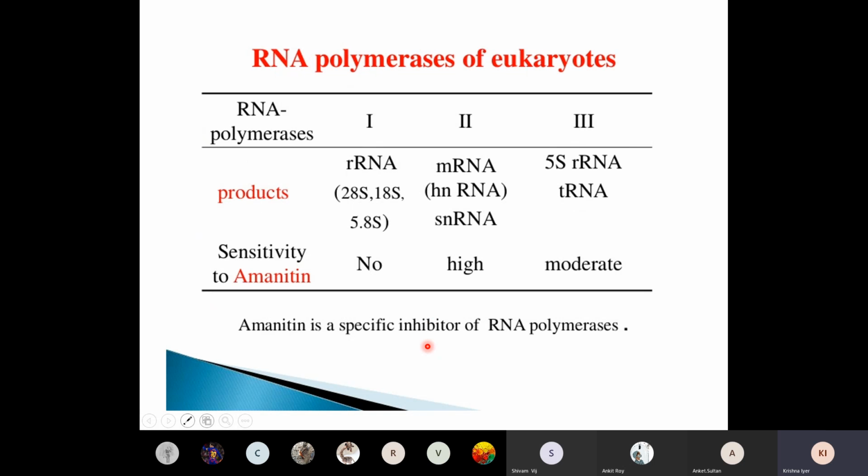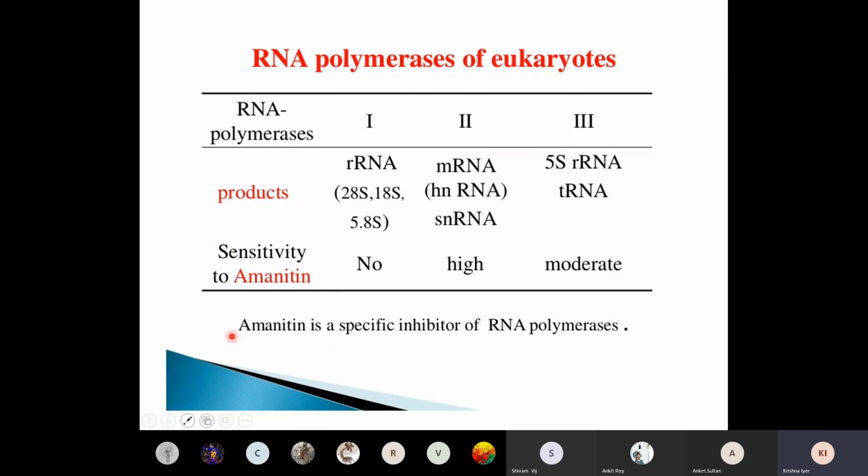As I said, RNA polymerase 1 is the one which typically makes 28S rRNA, 18S rRNA, and 5.8S rRNA. RNA polymerase 2 is the one which makes our mRNA, which is later translated into protein. Many times it is made as heterogeneous nuclear RNA, which is then converted to small nuclear RNA. And then polymerase 3 does tRNA synthesis and also synthesis of the small ribosomal RNA, the 5S RNA. Now there is a toxin called amanitin.